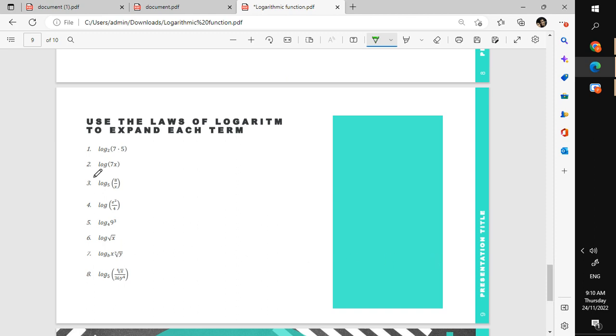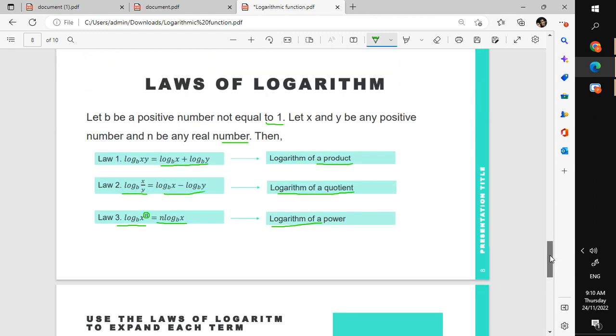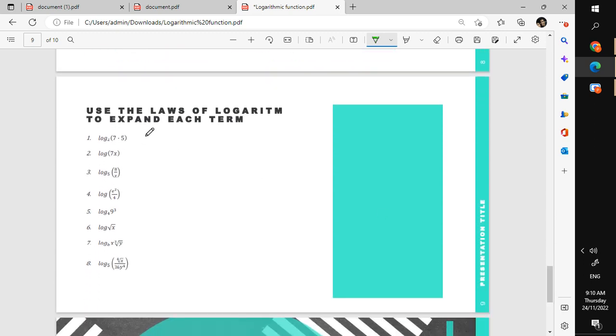Now, to further understand that one, we have here a few examples. We will use the laws of logarithm to expand each term, but let us go back to the laws first. Law number 1, that's logarithm of a product. Number 2, that's logarithm of a quotient. Number 3, that's logarithm of a power. Okay, let's try to solve number 1. That's the log of 7 times 5 to the base 2. So this has the operation multiplication. That means we will be expanding this one using the form of addition.